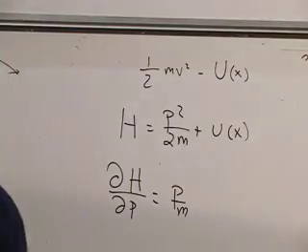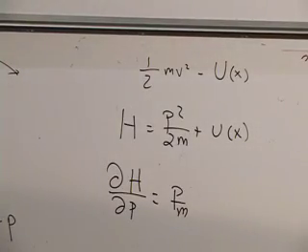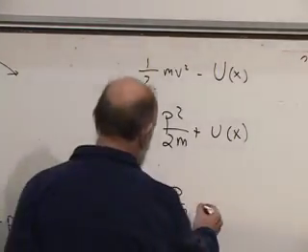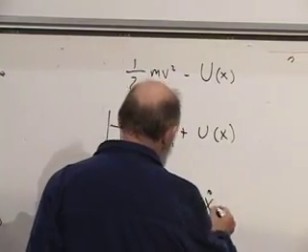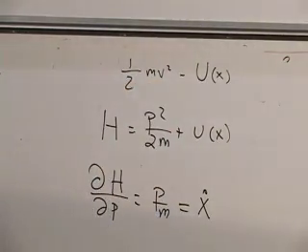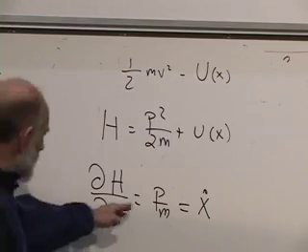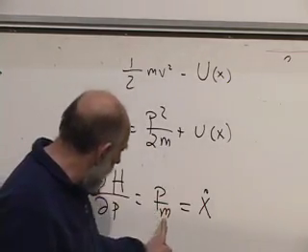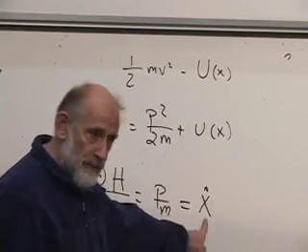That's what it is. Is p over m equal to q dot? Or in other words, is it equal to x dot? Yes, it is. And x dot is equal to p. So the first of Hamilton's equations, dH/dp is equal to q dot. That's nothing but the definition of momentum in terms of velocity.